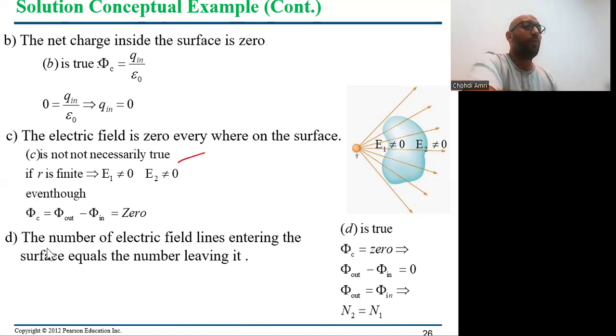The fourth proposition: the number of electric field lines entering the surface is equal to the number leaving it. So in this case, the flux is zero. Yes, it's true, and always.